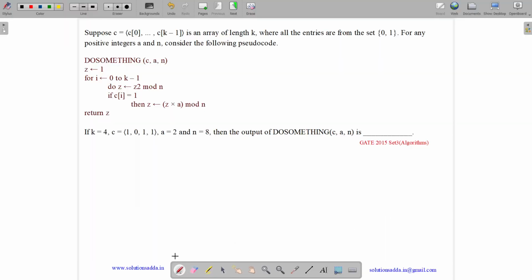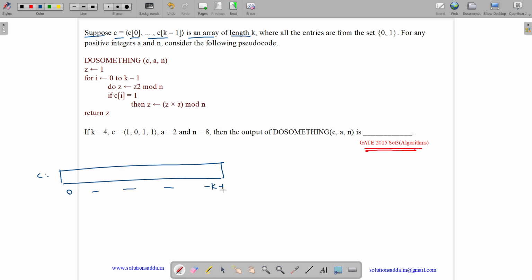This question belongs to algorithm subject and was asked in GATE CSE 2015 SET-3. So the question states, suppose C equals C[0] to C[k-1] is an array of length k. So we have C, which is an array of length k, with indices from 0 to k minus 1, where all the entries are from the set {0, 1}. So each entry is either 0 or 1.